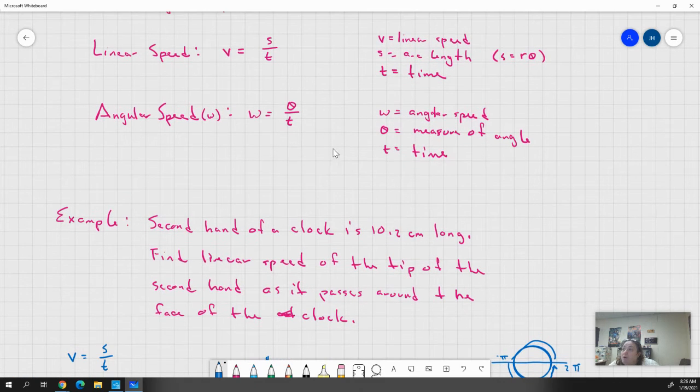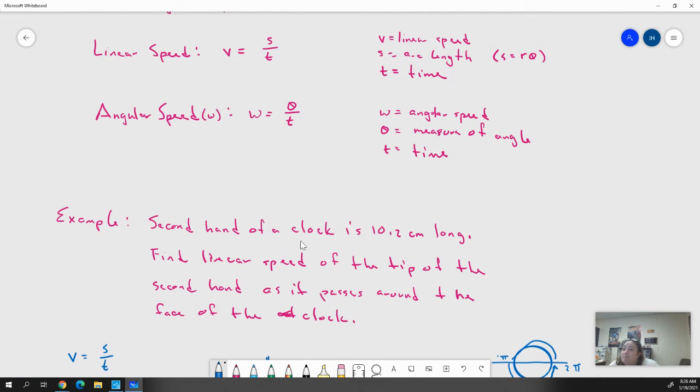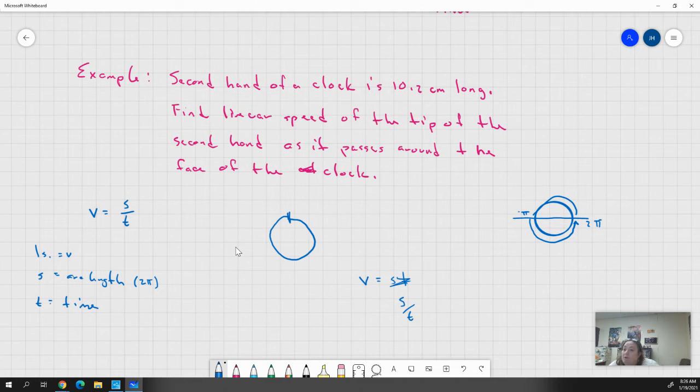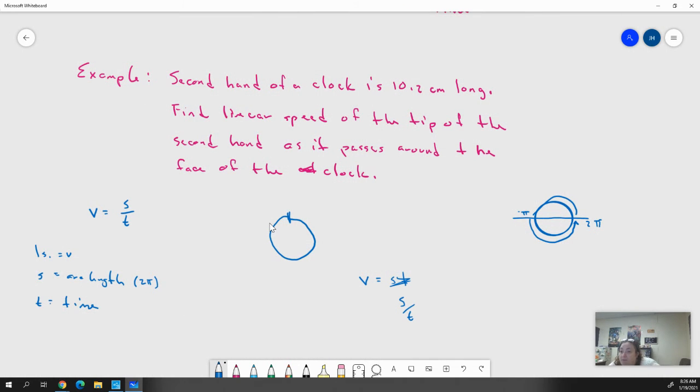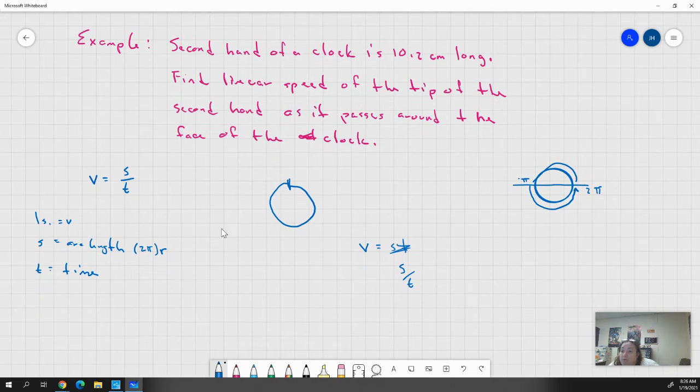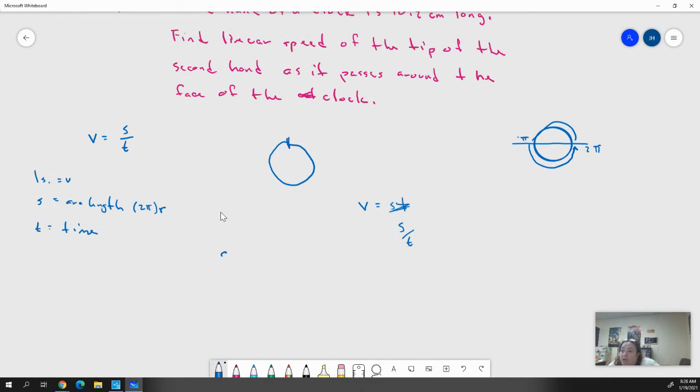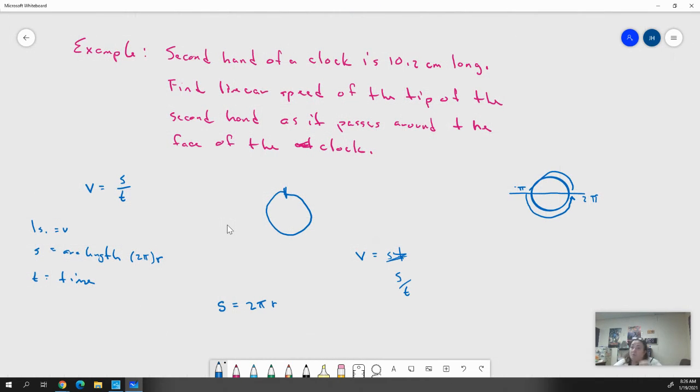Don't we have to have an r in there? S equals r times theta. What do we know our theta is? It's 2 pi r. So if we want to find our s, we have to go with 2 pi times r. What is our r in this circumstance? What do you think our radius would be?